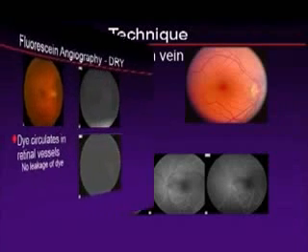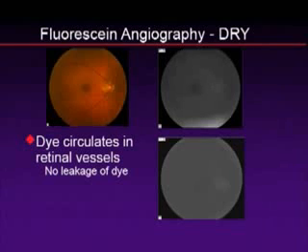When it's dry macular degeneration, the retinal blood vessels are usually competent, meaning that the dye stays within them. So the dye comes through, and then it leaves, and the only thing that you see in the late phases is a little highlighting of the optic nerve, which stains. But otherwise, the macula turns dark again.